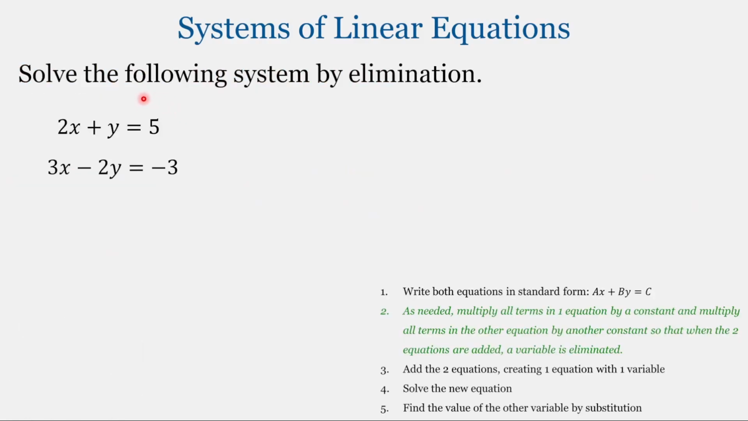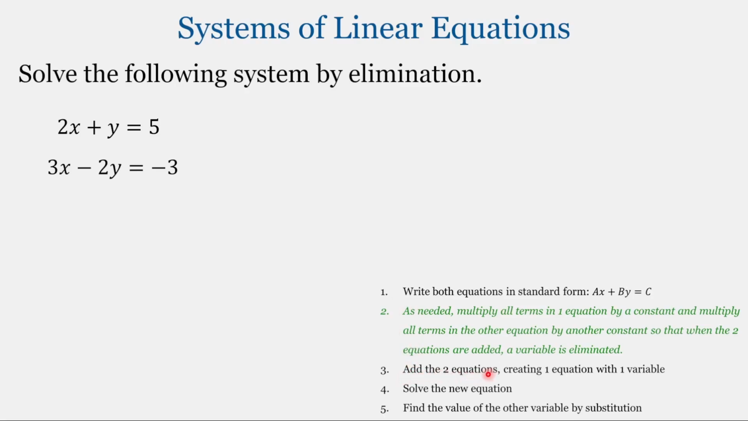Let's take a look at this problem. We're going to solve the following system by elimination. We have the equation 2x plus y equal to 5, and the equation 3x minus 2y equal to negative 3. When we're solving by elimination, the first step is to write both equations in standard form, and both equations are in standard form. Let's skip step 2 for right now, and we're going to jump to adding the two equations.